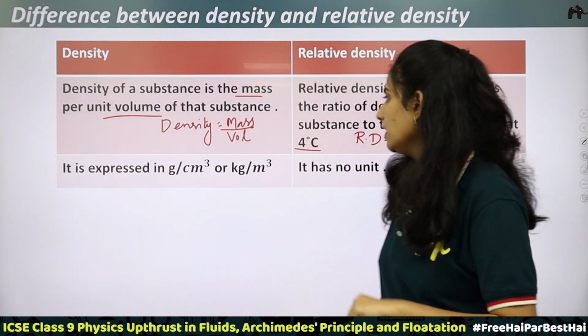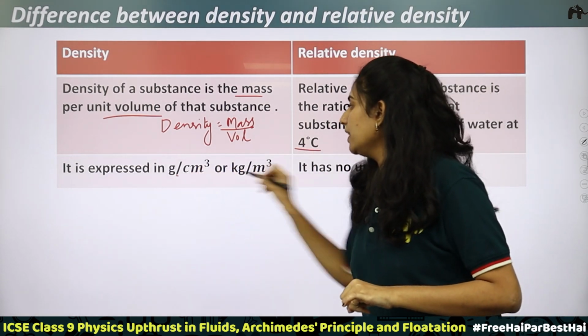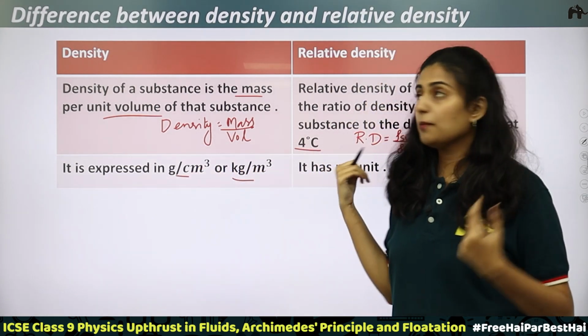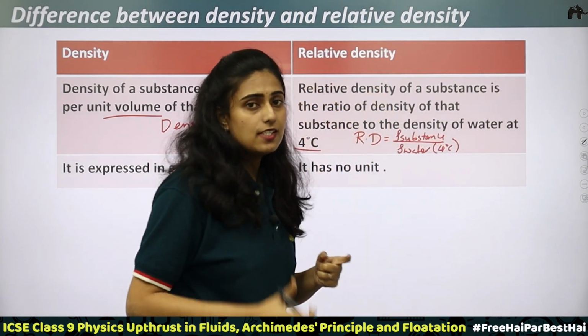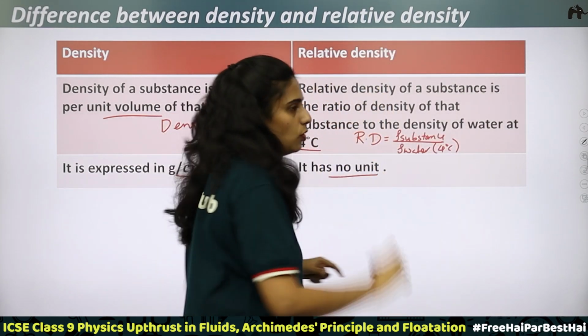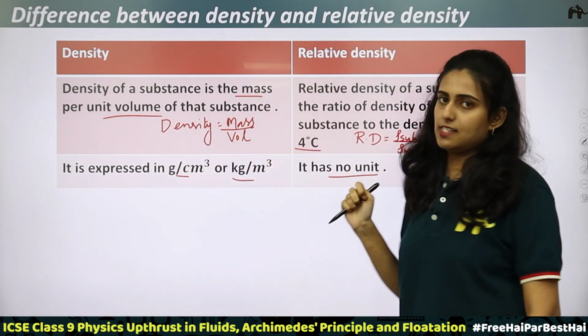Now, the second point: density is expressed in two units, gram per centimeter cube and kilogram per meter cube. What about the case of relative density? Relative density is the ratio of densities, therefore it has no unit. So, these are the two important differences between density and relative density.